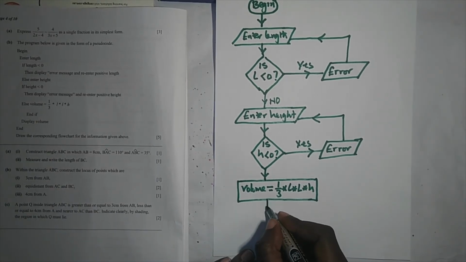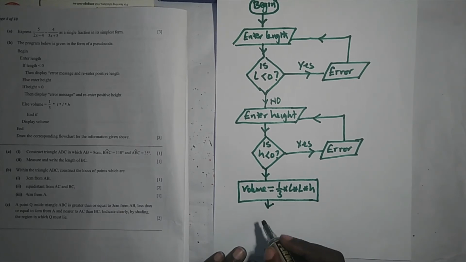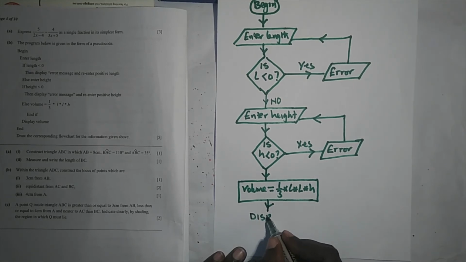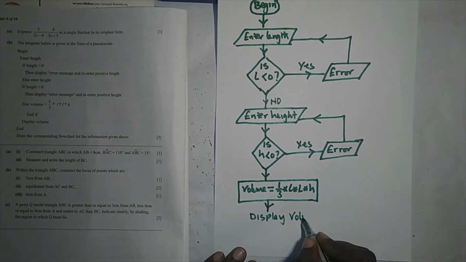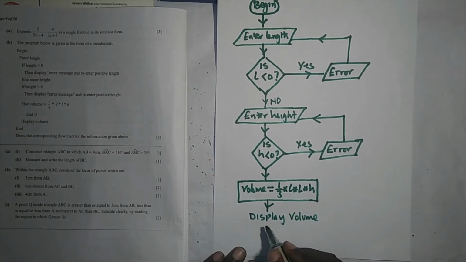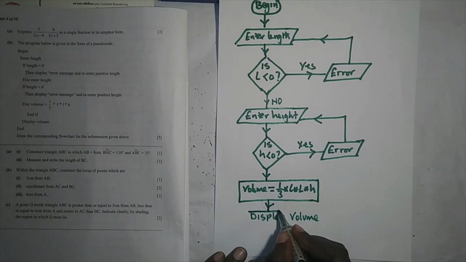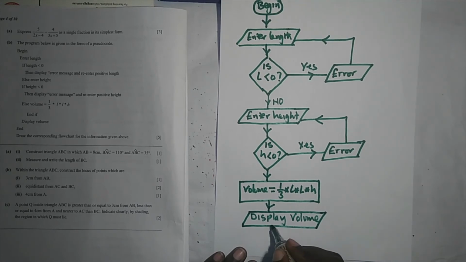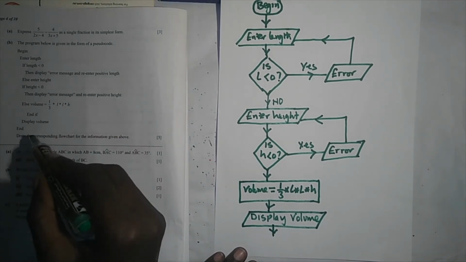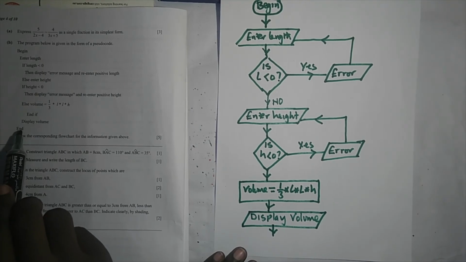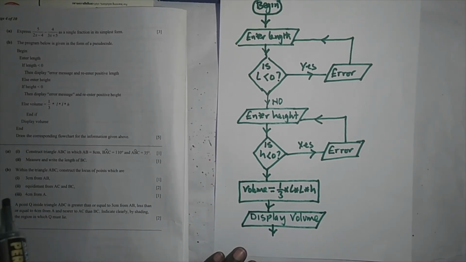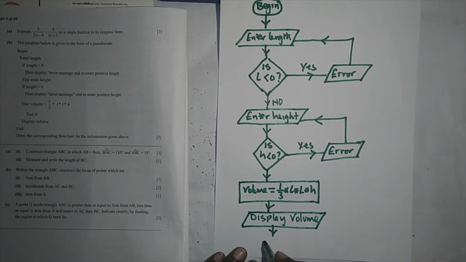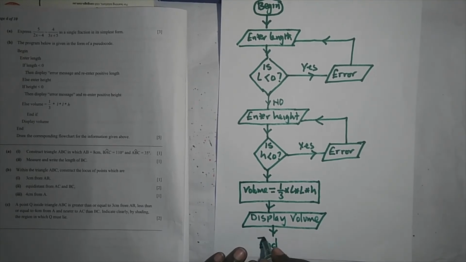When you come here, you come to display volume. So you write here display volume. This one goes into a parallelogram. So you are going to have a parallelogram here. And then you put an arrow here because the pseudocode continues. The last statement that we have is end. End and stop all go into the oval, the one that we began with. So end here will go into the oval.